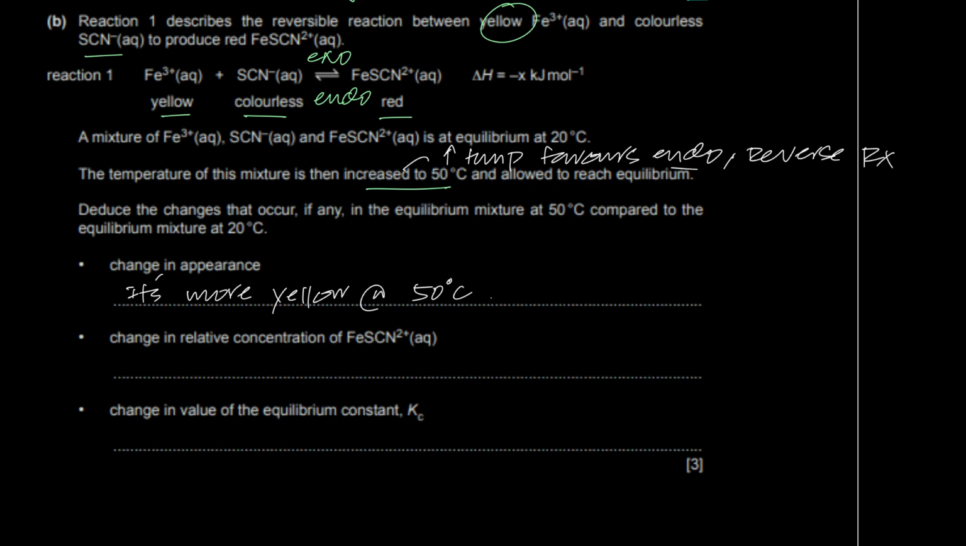Change in relative concentration of this fella right here. What's the change in concentration? Well, if I increase the temperature, it favors endothermic, which is the reverse reaction, and therefore the equilibrium position shifts to the left-hand side, and you make more reactants, don't you? So what should happen to the concentration of FeSCN2+? It decreases.